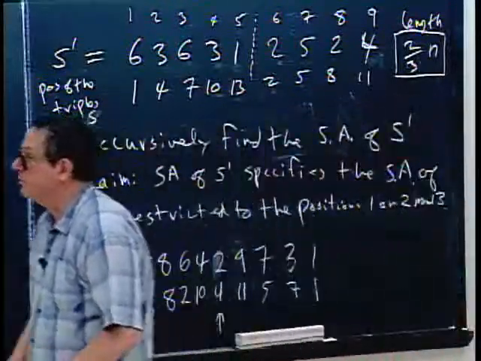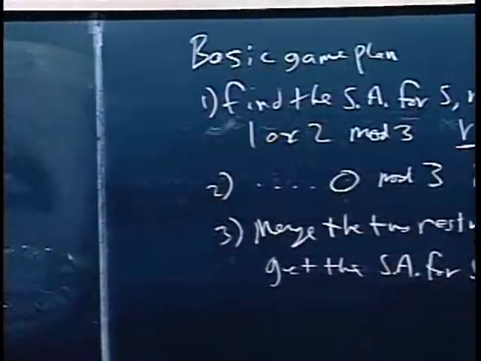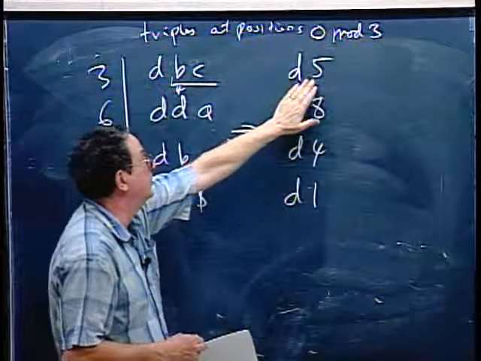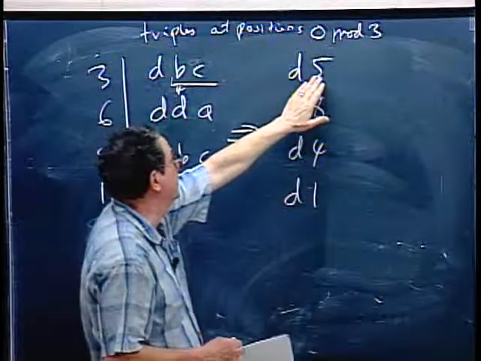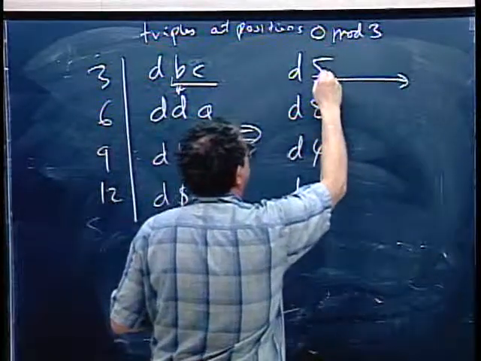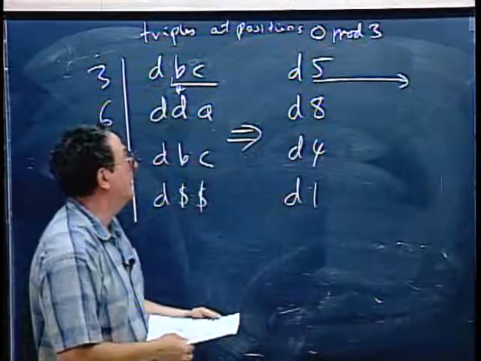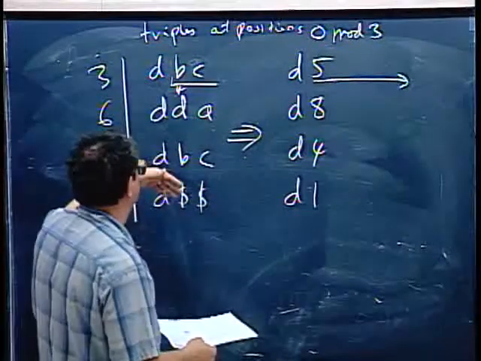And so we're encoding the substring that begins at position 3 as its first character, which is D, followed essentially by a rank number, a different kind of rank number as before, which is saying this is the substring that begins here onward is the fifth smallest of all the substrings that begin at positions 1 or 2 mod 3. And let's just do one more example.